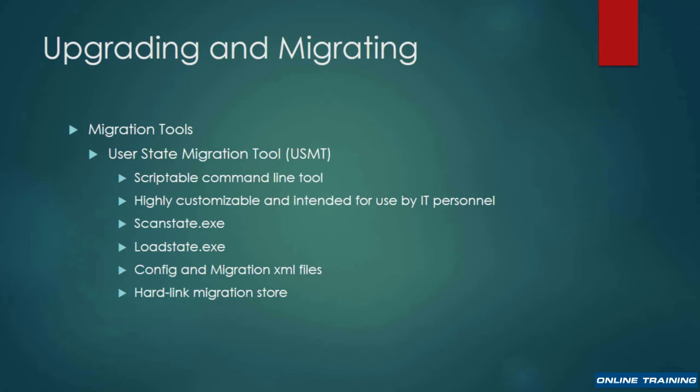This configuration is done through what are called config and migration XML files. Essentially, the config XML files state the types of data, application settings, personal data, etc., that are going to be copied, and then the migration XML files can include and exclude certain file types within those particular categories. Extensive help is found in the Windows ADK as a part of the user state migration tool.